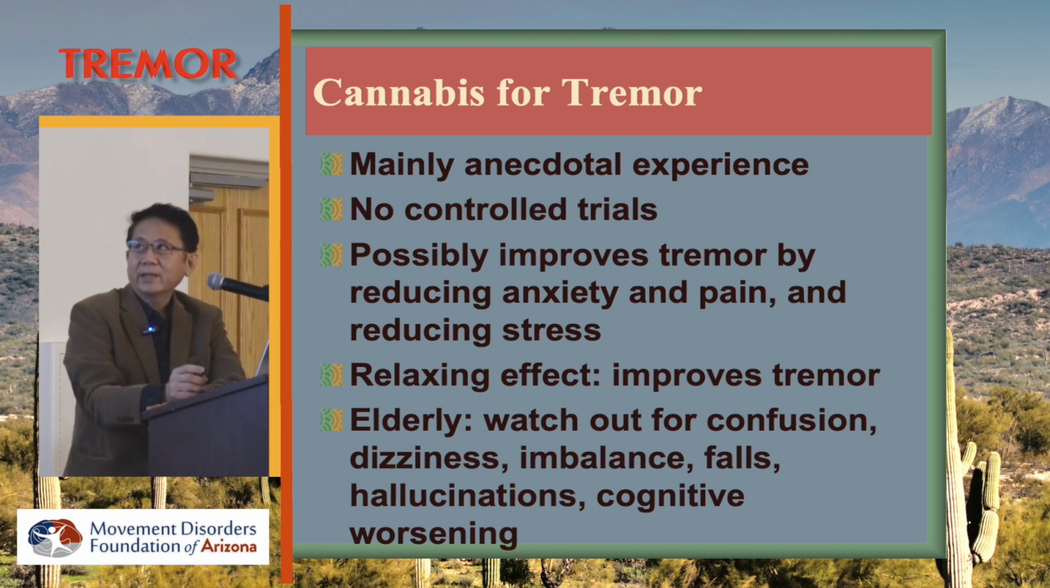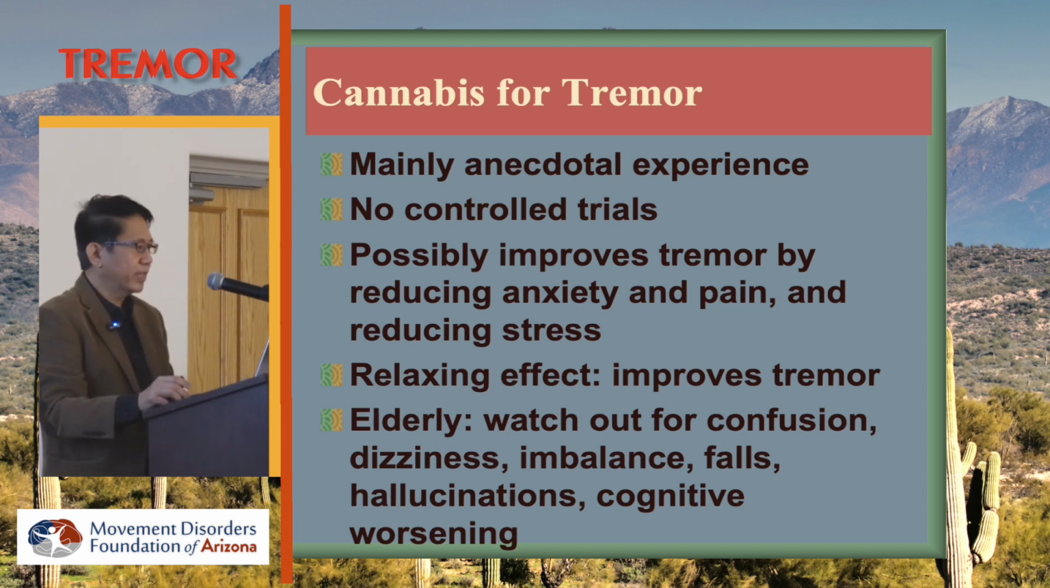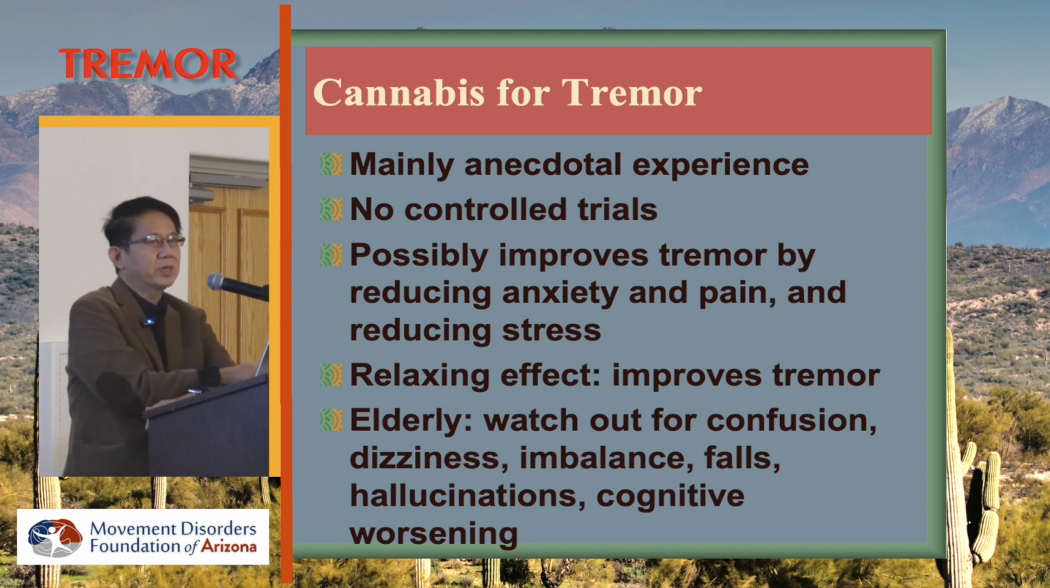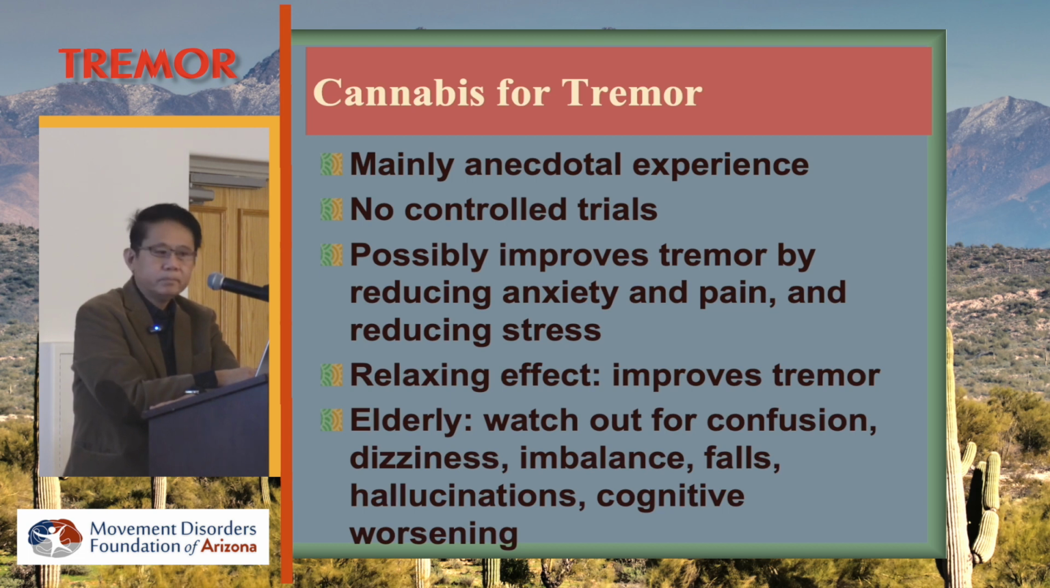And then what about cannabis? Do we advocate the use of cannabis for tremor? Well, there's lots of anecdotal experience of its efficacy for tremors, whether it be Parkinson's tremor, MS tremor, dystonic tremor, or even essential tremor. But there are no controlled trials though. And so I think it works indirectly in the sense that it relaxes patients. I really don't think it has a direct anti-tremor effect.